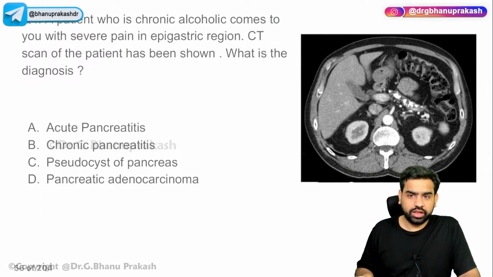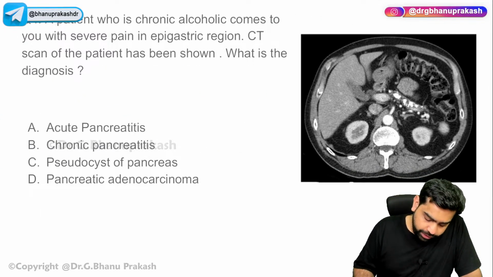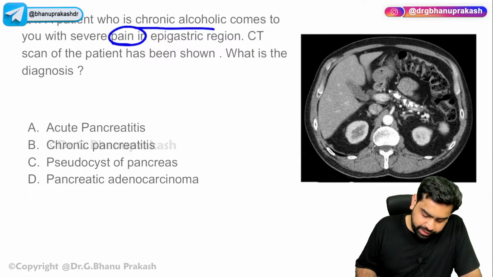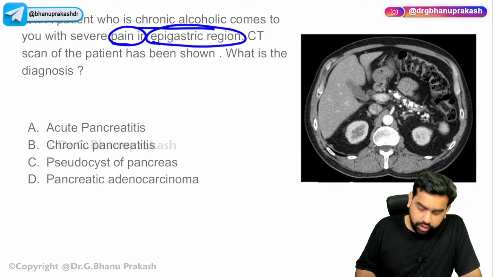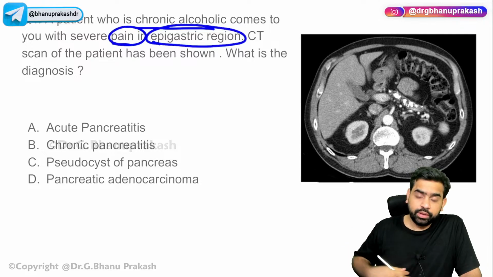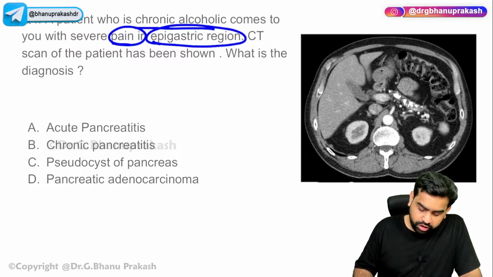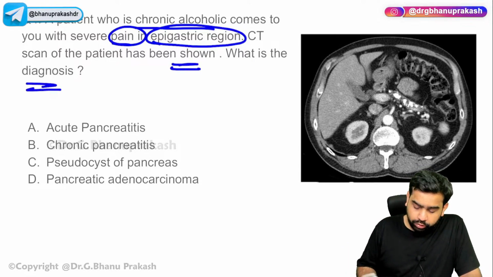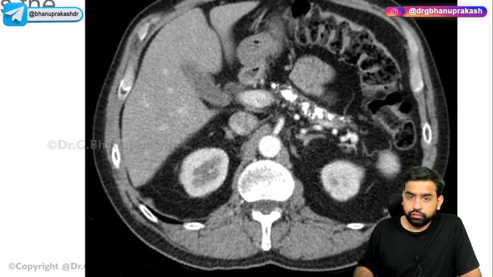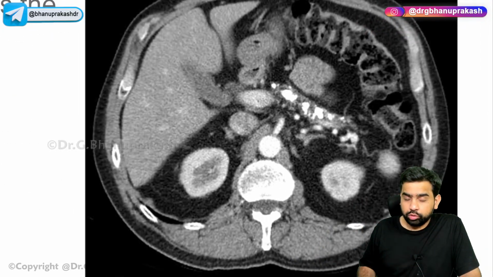Okay, now a patient who is a chronic alcoholic came to you with severe pain in the epigastric region. The CT scan of the patient has been shown. What is the diagnosis of this particular patient? So this is a CT scan of the patient. Can you please help me? What is the diagnosis of this particular patient?